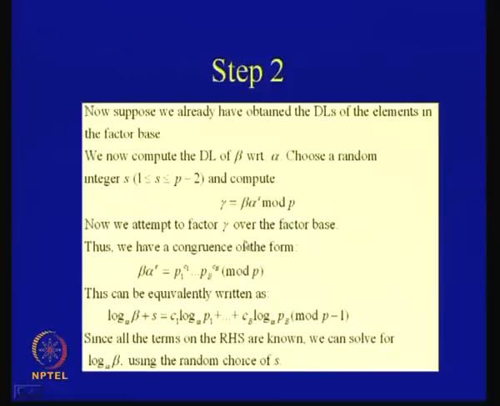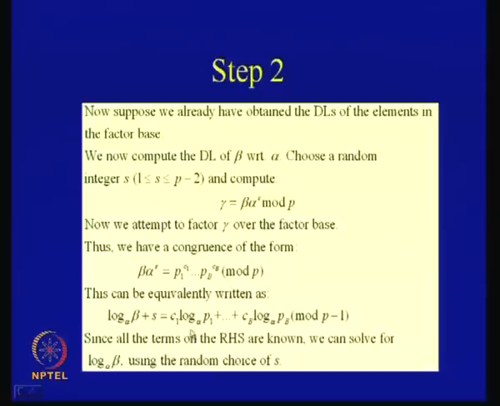Now you attempt to factor gamma over the factor base. So again you have to choose s such that gamma can be factored over the factor base, which means you have to repeat this choice of s. Okay. So then if you can factor it, you have p1 to the power of c1 and so on till pb to the power of cb modulo p. If you take the logarithm on both sides, then you have log beta base alpha, which you want, plus s equal to this thing, right.